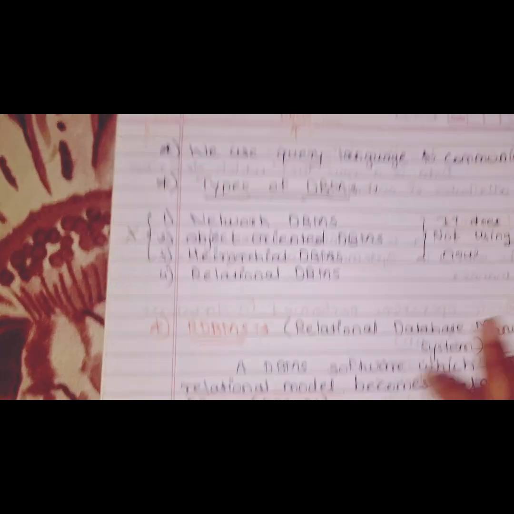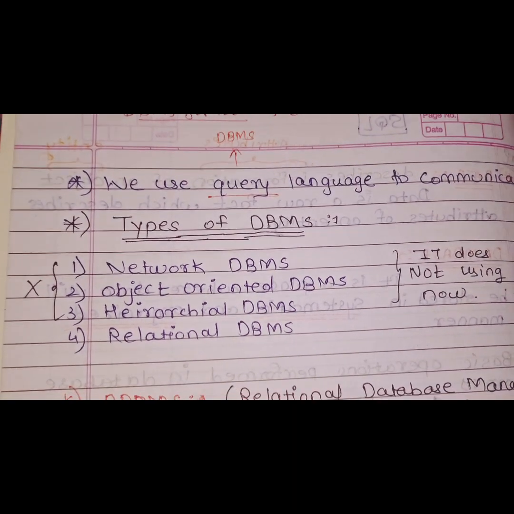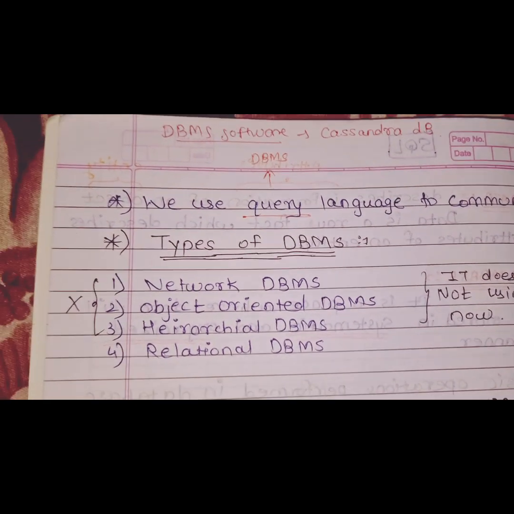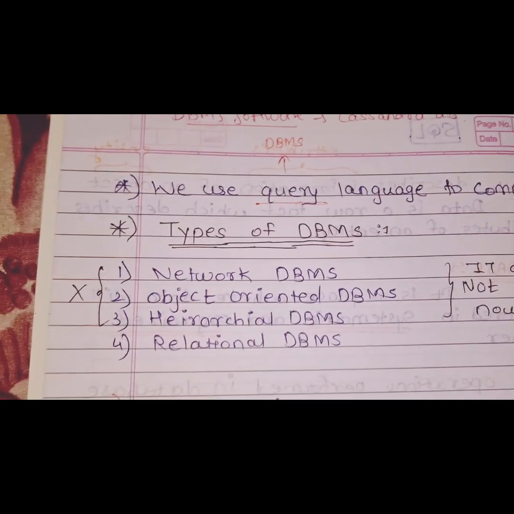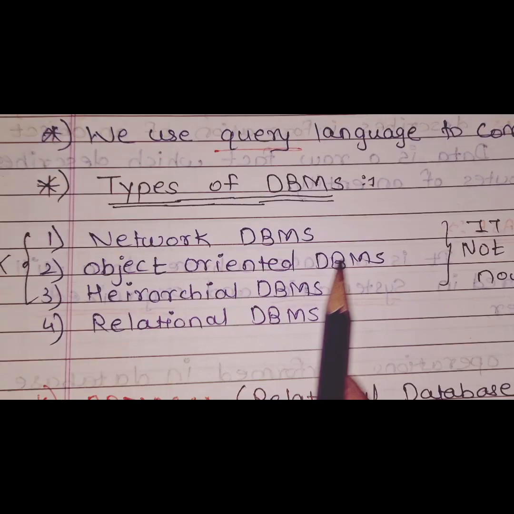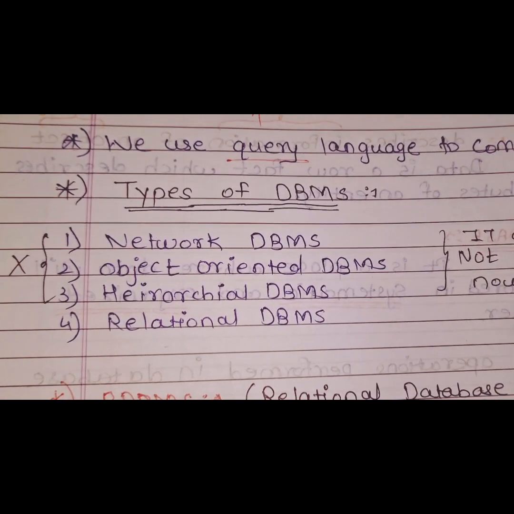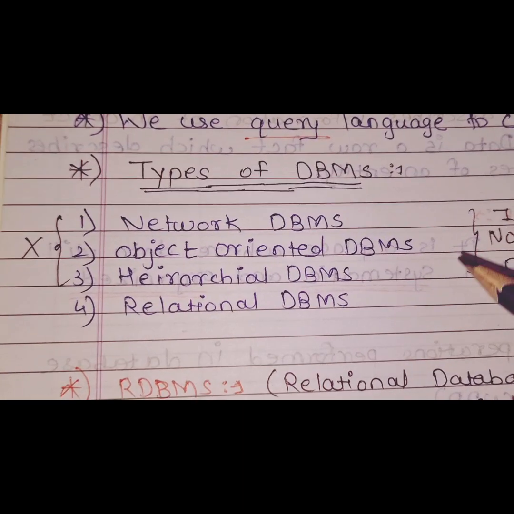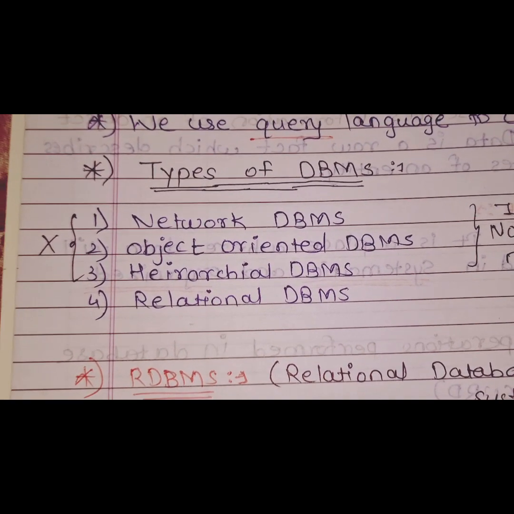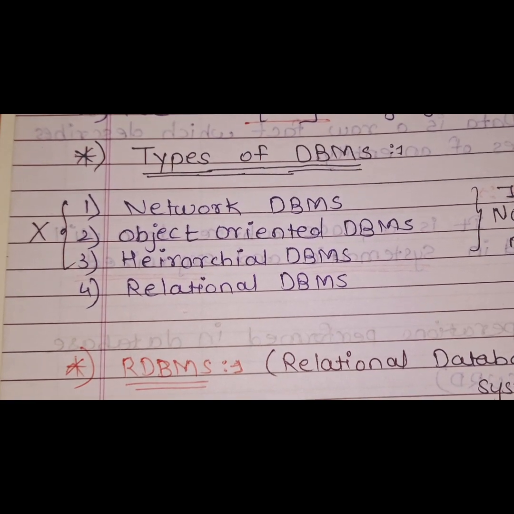So to communicate with this DBMS, we are using a query language. So what is that query language? That query language is nothing but SQL, structured query language. There are 4 types of DBMS: network DBMS, object oriented DBMS, hierarchical DBMS, relational DBMS. Previously we were using network DBMS, object oriented, hierarchical DBMS, but now we are not using those. We are only using a relational database management system.